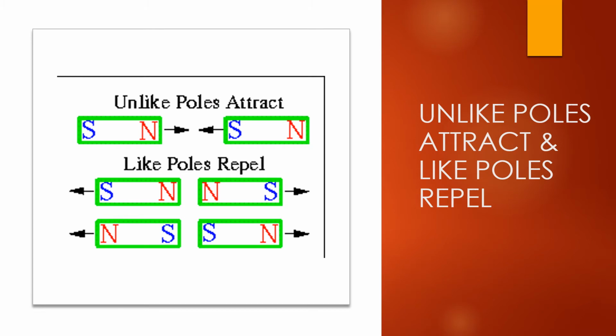So the next property, we all know it. Unlike poles attract each other and like poles repel each other. As you can see in this diagram, North Pole and South Pole are unlike poles and they are attracting each other, whereas North Pole and North Pole are like poles, they are repelling each other. Then again, South Pole and South Pole are repelling each other.